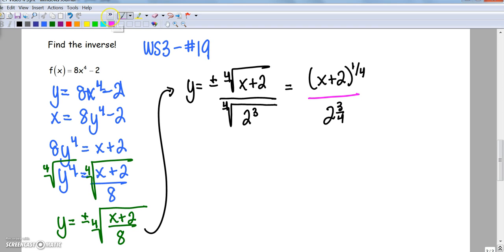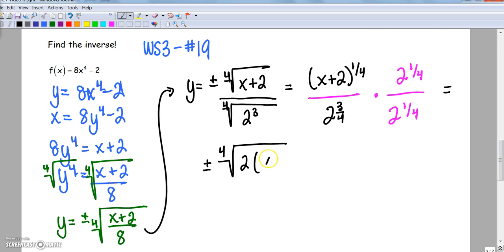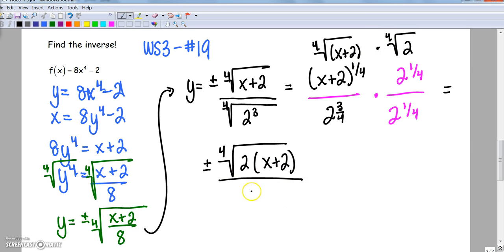All right, time to rationalize. So we will complete this by multiplying by 2 to the 1/4. And now, since these both have a 4th, or a denominator of 4, you can just go straight to a 4th root. Let's not forget our plus or minus, though. And this 2 is going in front of the x plus 2. Basically, it's distributive property. Now, if you want, you can write them as 2 4th roots first, and then times them together, but you're still going to have to distribute.